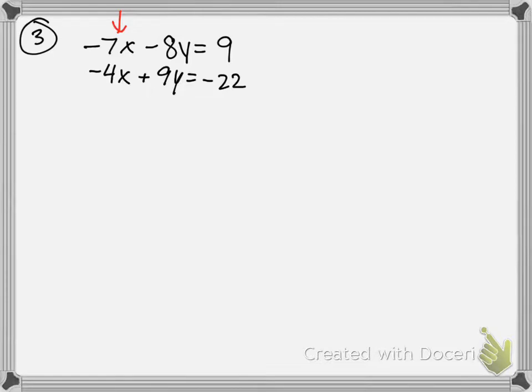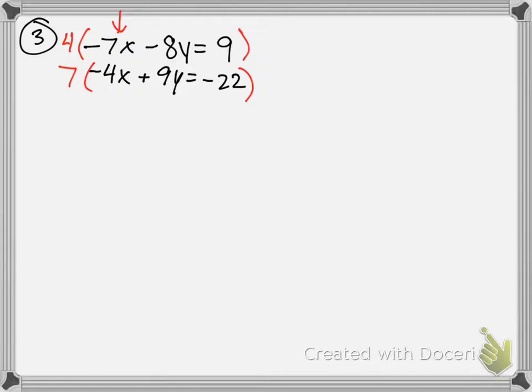I want to make those two the same. So what I could do, I know if I multiply 7 and 4, I get 28. So what I want to do is change both x values to a 28. To do that, I'm going to multiply the top one by a 4 and the bottom equation by a 7. Sometimes you can multiply just one equation by something and make the coefficients the same. Other times, like in this case, you will have to multiply both equations.